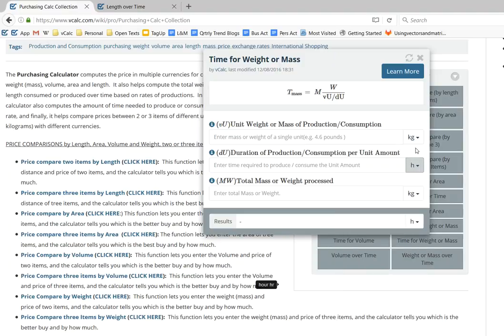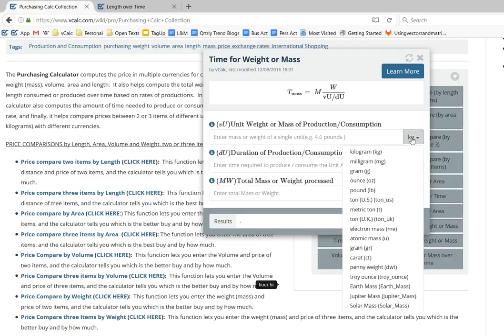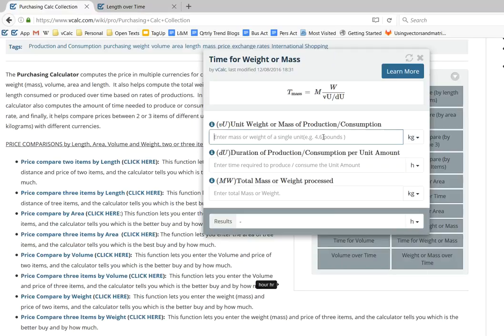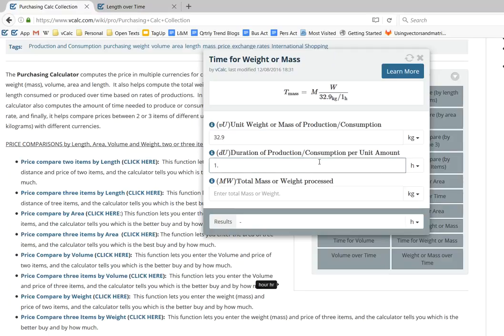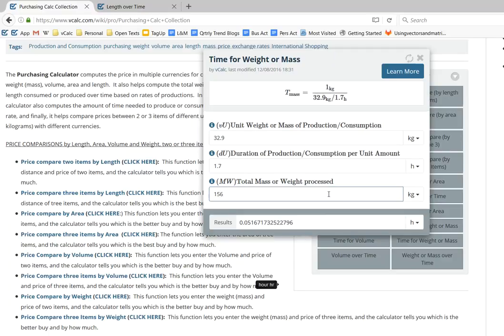But again, you could put the time frame in minutes, seconds, and the mass, and anything from microscopic, tiny little penny weights or grams or milligrams, clear up to astronomical type units. But for now, let's just leave it in kilograms. So say you could produce 32.9 kilograms every 1.7 hours. Then you want to know how long would it take me to produce 156 kilograms. So now we can change that and say, okay, that's 8 hours.